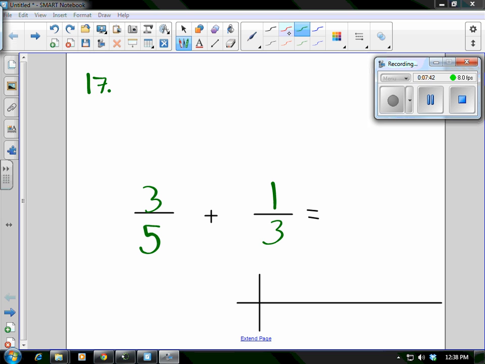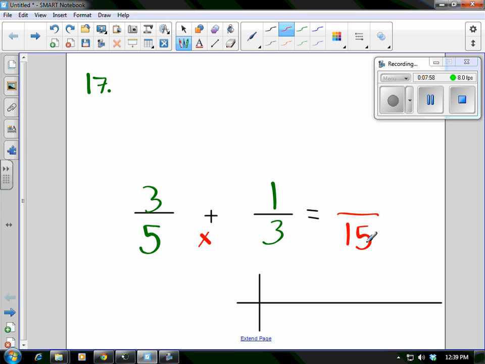Okay, on number 17, same thing. 3 does not fit into 5, so we have to find a common denominator for both of them. We're going to have to change them both. Another trick you can always do is just multiply them together, and you'll get a multiple that they can both fit into, because you multiplied it to get that. Now, unfortunately, sometimes that's not the least common multiple, but the majority of the time it is.